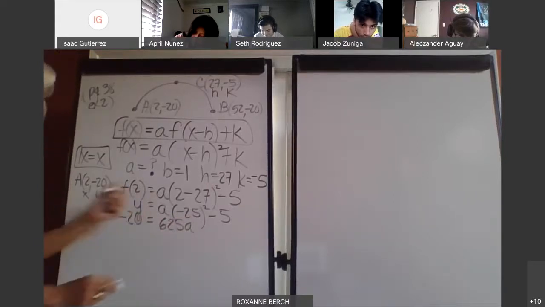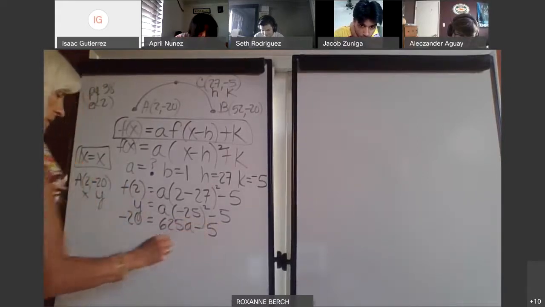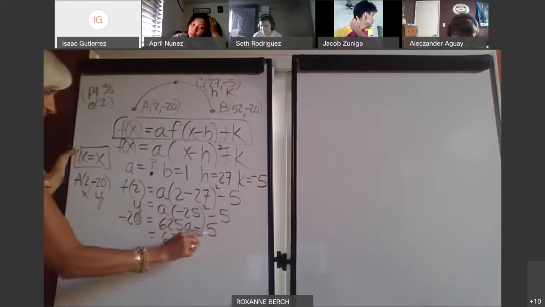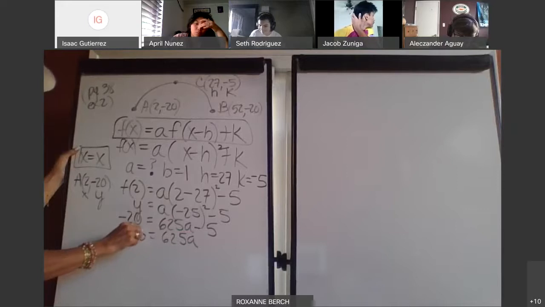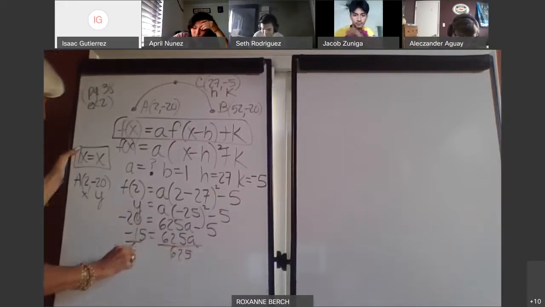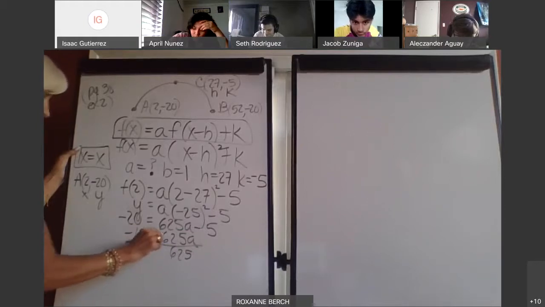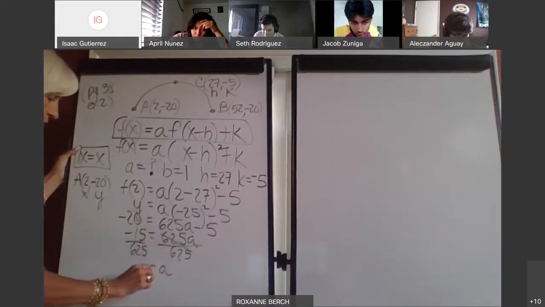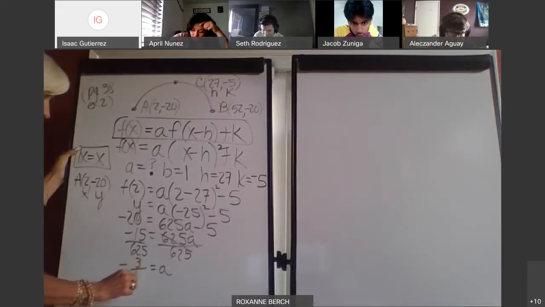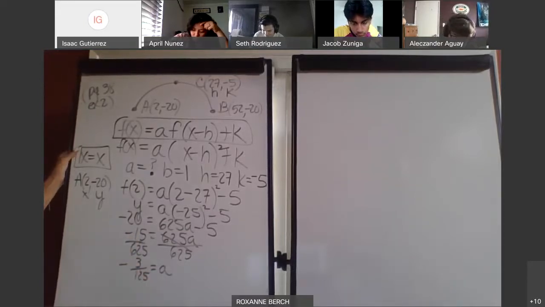So this would be 625a using the commutative property. I'm going to add 5 to this side and it goes away. And when I add 5 to this side it is -15. And now I'm dividing both sides by 625. So a is equal to, when you divide the top and the bottom by 5, 3 over 125.